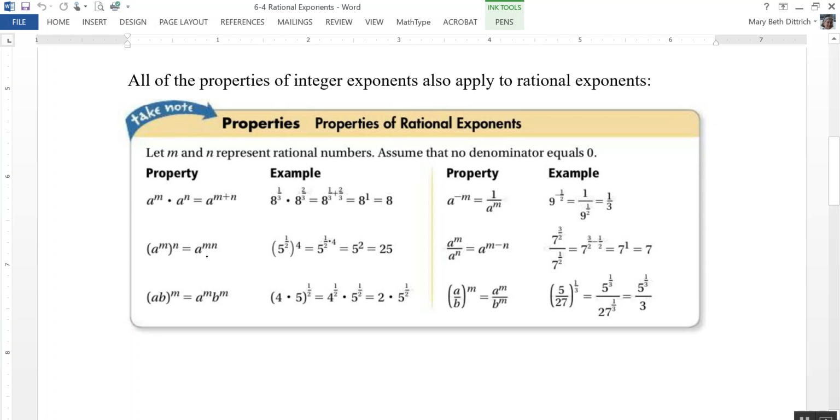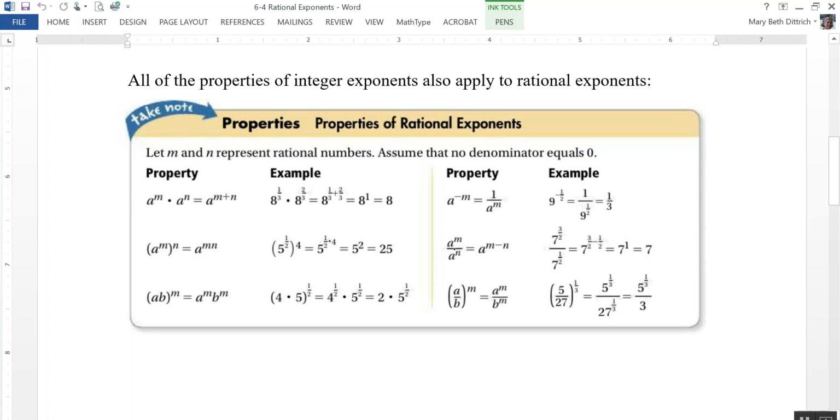If you're raising a power to a power, so if there's an exponent inside the parentheses and one outside the parentheses, you multiply those. A product raised to the power is the same as each of those different bases raised to that power. A base raised to a negative exponent is the same as that same base raised to the positive exponent, but in the denominator of a fraction.